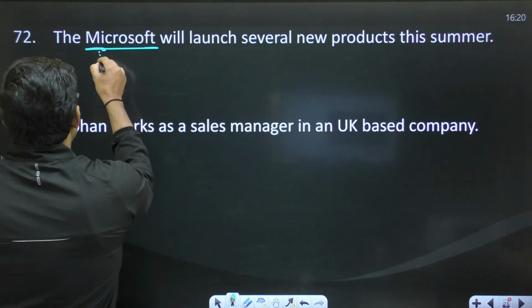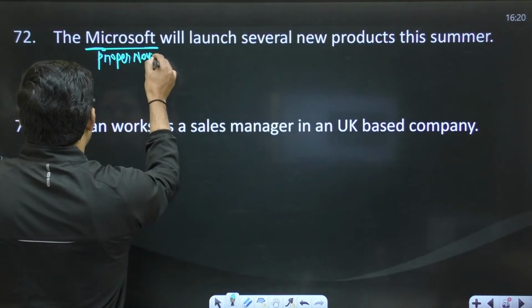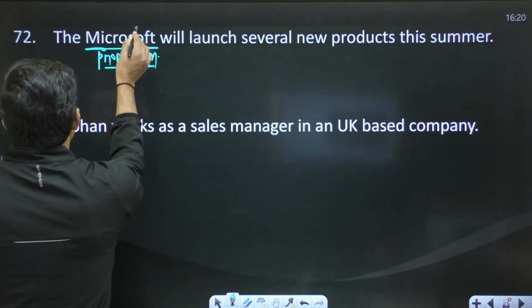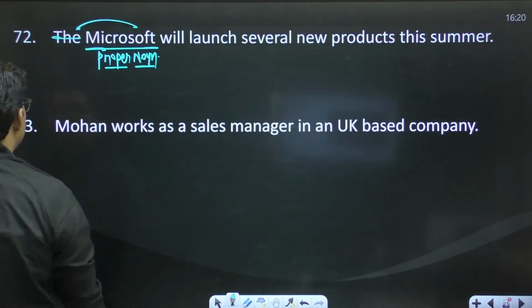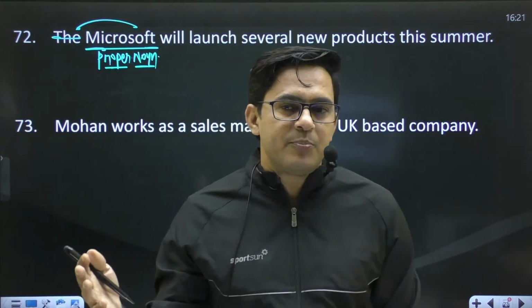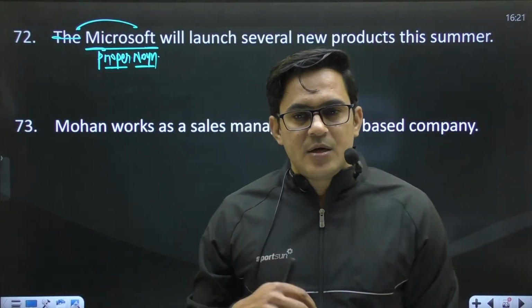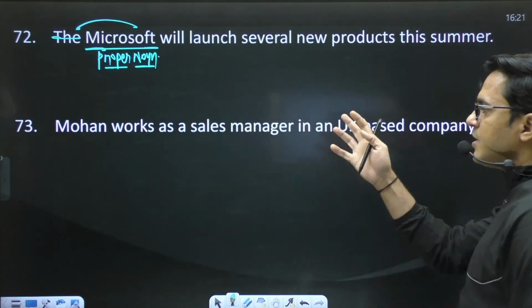This word Microsoft is a proper noun, right? And proper nouns don't demand article the before them, right? Don't use article the before proper nouns, the name of any particular person, place, thing, animal, right? Don't use article the before them.